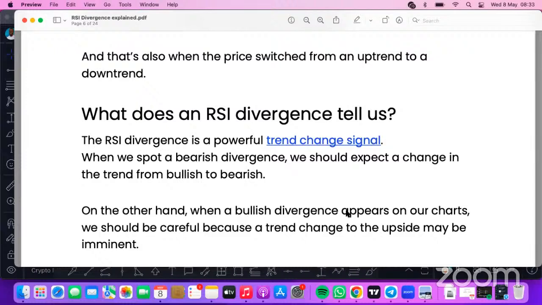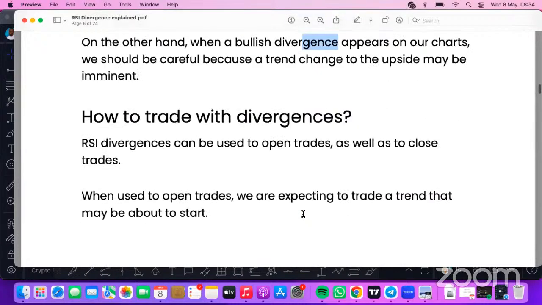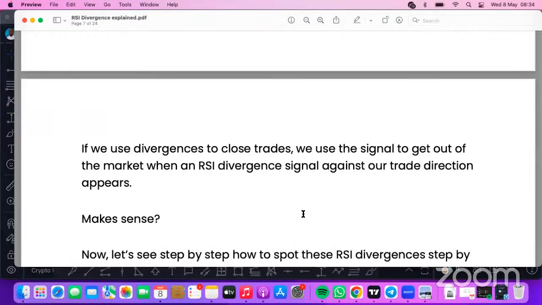On the other hand, when a bullish divergence appears on our chart, we should be careful because a trend change to the upside may be imminent. It means that the market might change immediately. So how do we trade with divergences? RSI divergences can be used to open trades as well as close trades. So you could use these divergences to either open up a trade and get into the market, or close up a trade. When used to open trades, we expect to trade a trend that may be about to start, that an upward trend may be about to start.